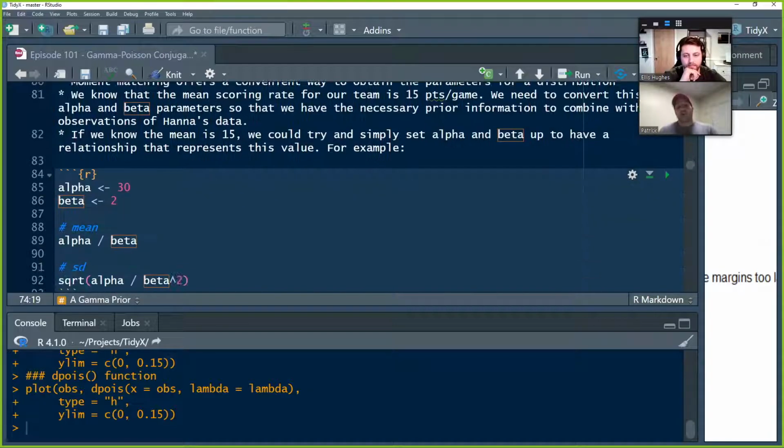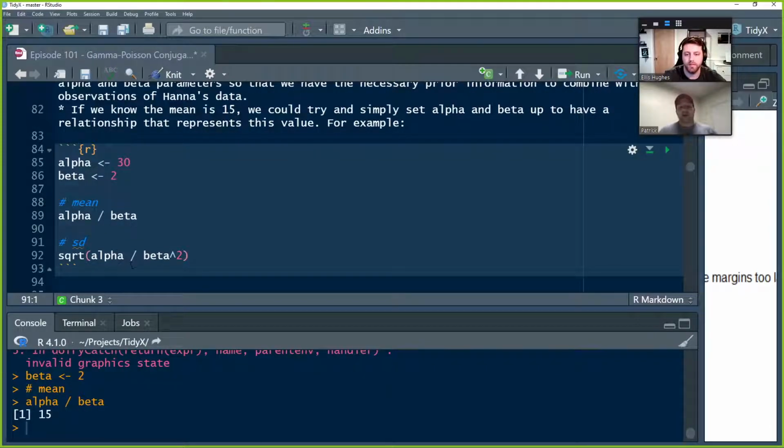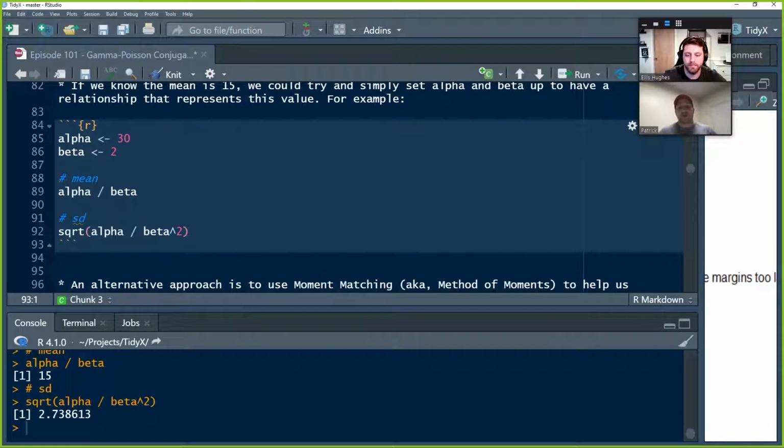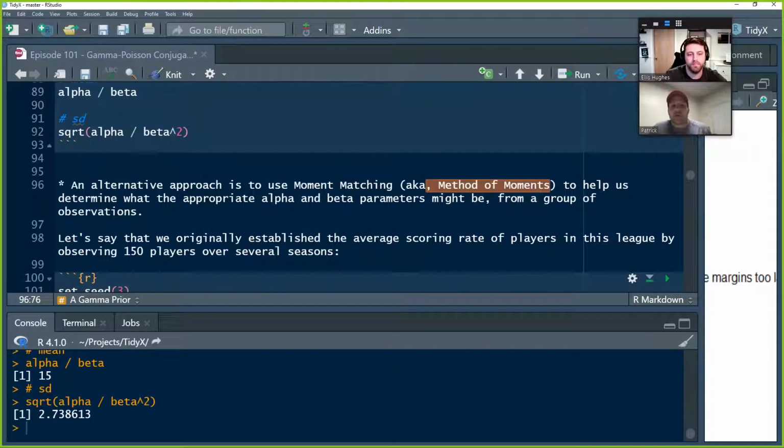We could set alpha and beta to 30 and 2, and that would give us a mean of 15 and a standard deviation of right around 3. An alternative approach is to use moment matching, or method of moments, and we're going to use that to help us determine what the appropriate alpha and beta parameters should be for a group of observations.